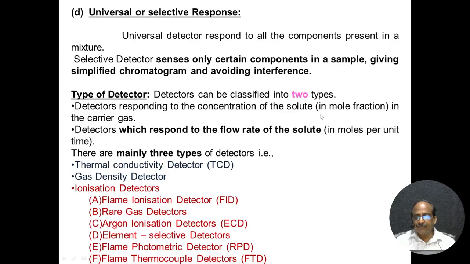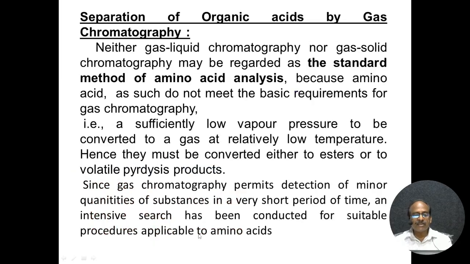Some detectors respond to the mole fraction of the solute in the carrier gas. Other detectors respond to the flow rate of the solute. There are mainly three types of detectors: thermal conductivity detector, gas density detector, and the ionization detector. Among ionization detectors there are many: flame ionization detector, rare gas detectors, organic ionization detectors, element selective detectors, flame photometric detectors, and flame thermocouple detectors. These are all the different types of detectors.